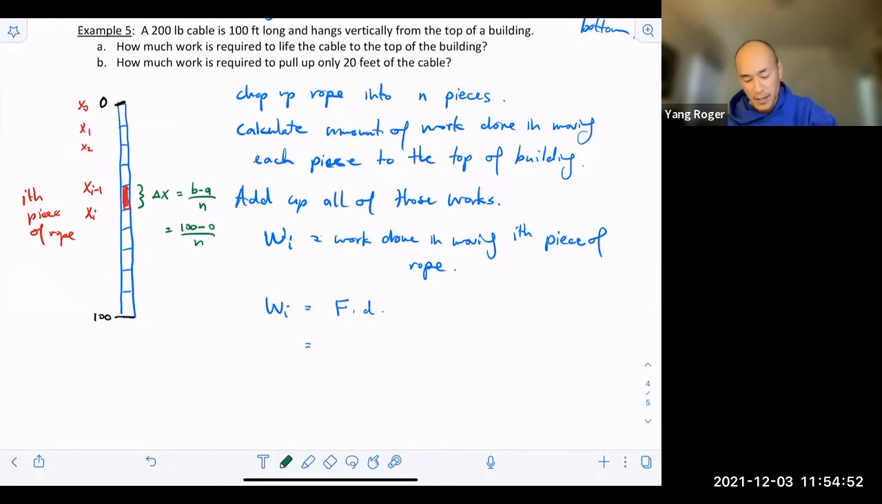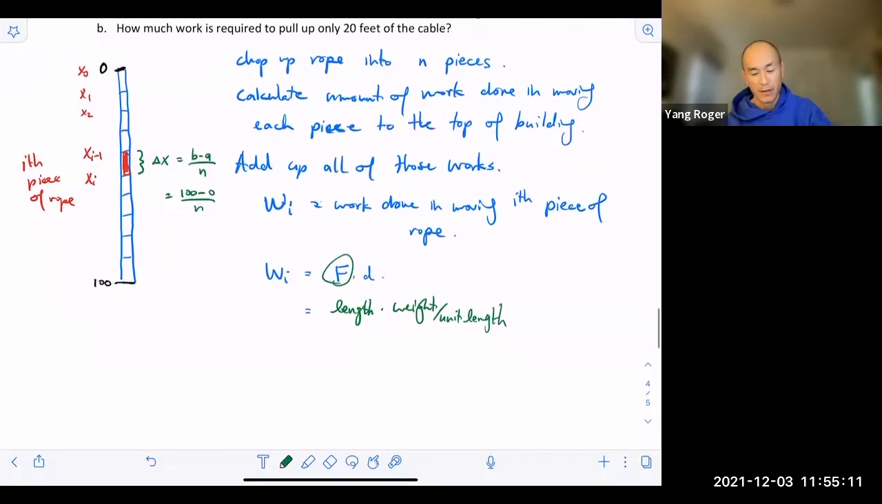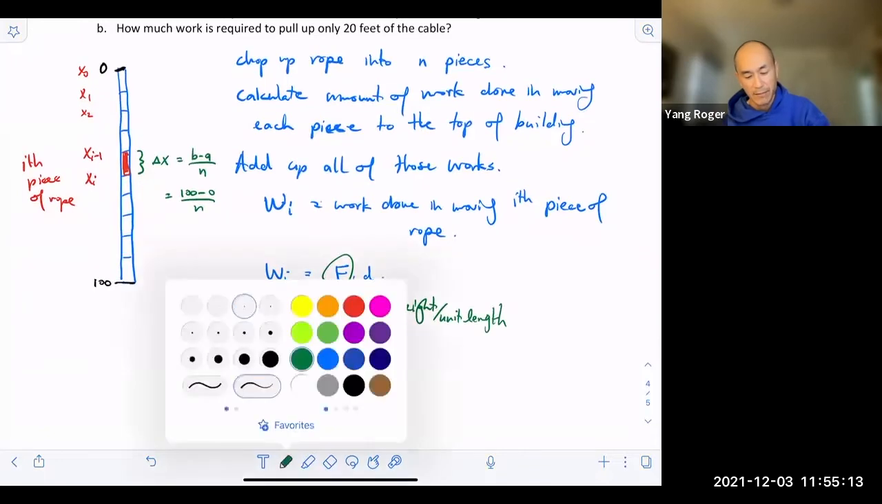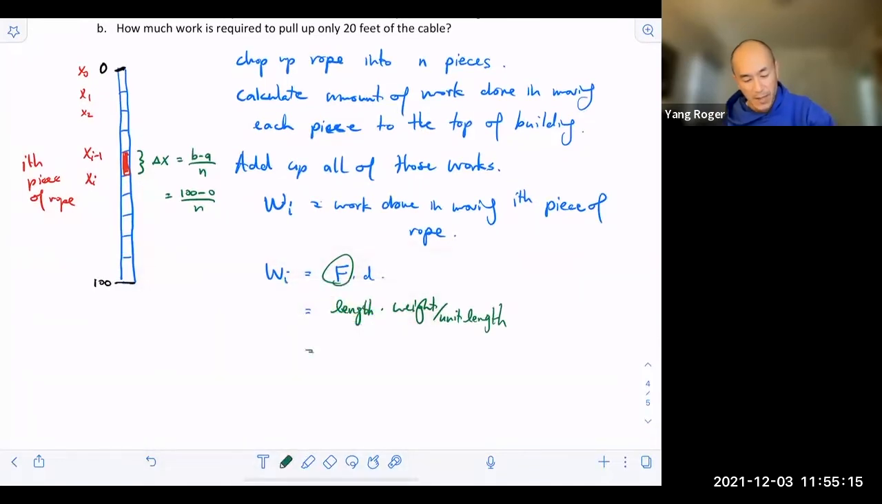So I'm going to take that length times the weight per unit of length. That's going to be the force. So let me write that down. The length is 100 over n.